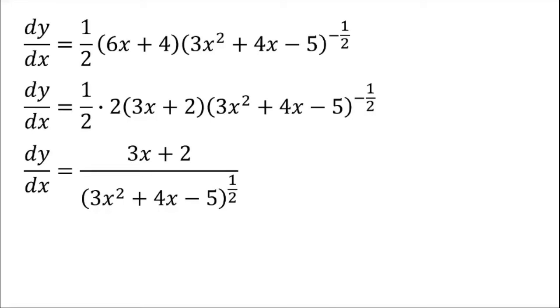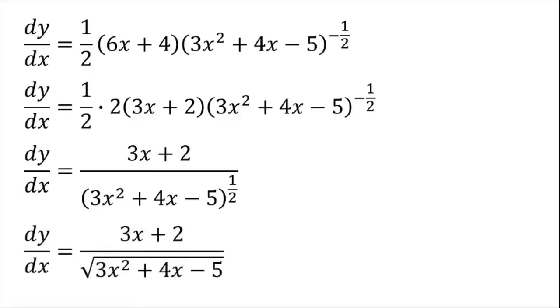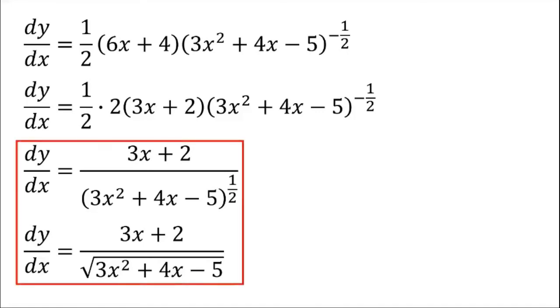Yes, Aliana. It's in square root form. Okay, so we may express our answer in radical form. So dy over dx equals 3x plus 2 all over square root of 3x squared plus 4x minus 5. Thank you, Aliana and Jumel. So this could also be our answer.